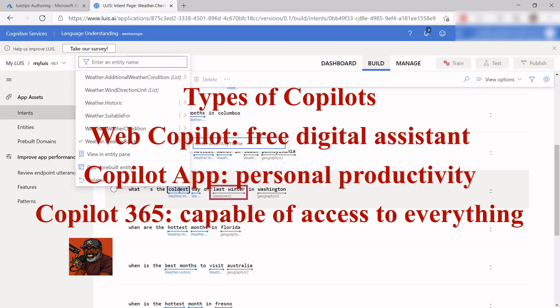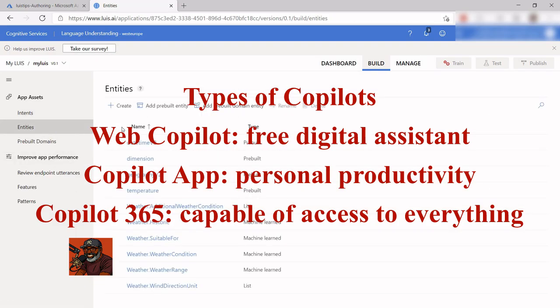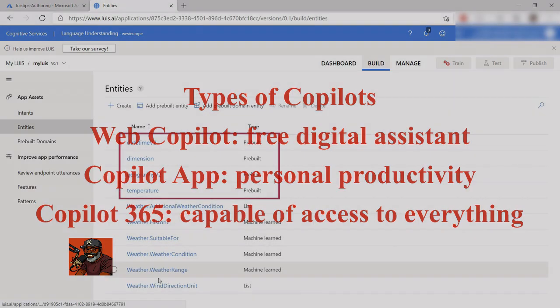So remember that. Also, this is a random question that I got on the exam, which was really weird. What is the URL for the web Copilot? Remember this. That was a direct question: copilot.microsoft.com. Remember that. All right, let's go.